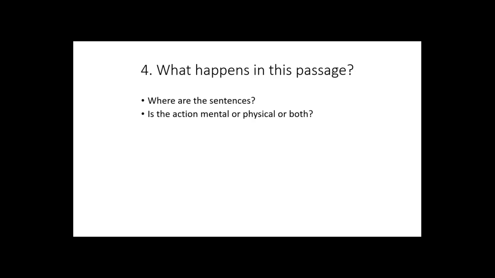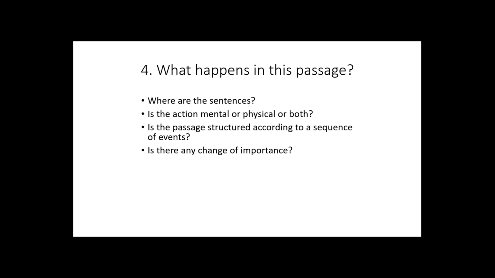Is the action mental or physical or both? Is the passage structured according to a sequence of events? Is the whole work, in fact, part of a sequence of events? Is there any change of importance? Is there some major course of events that takes place? If we go back to the tablet to the Shah, the important information is that he's telling the Shah, there came a point in my life when I had this power and authority that it began. And so I'm not doing this for my own benefit or on my own instigation or inspiration, but by the inspiration of God.